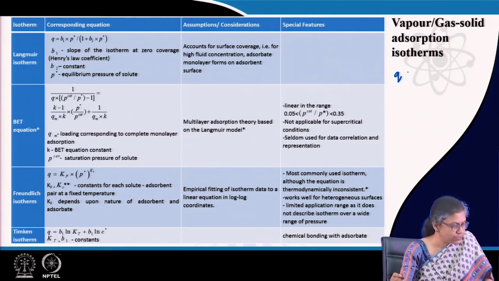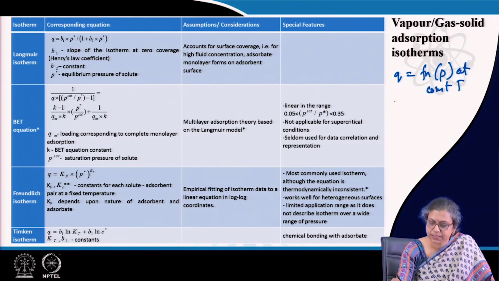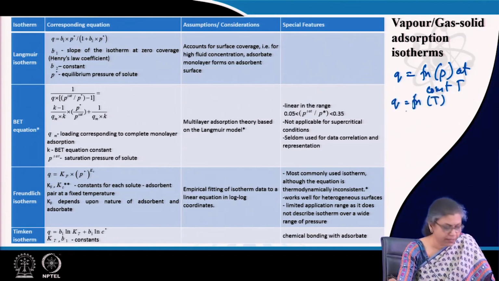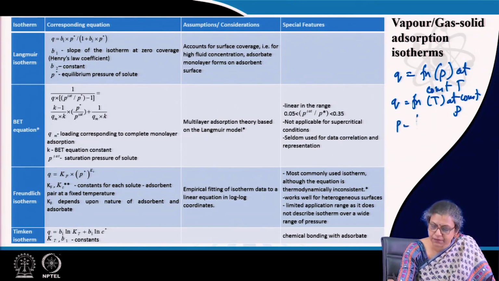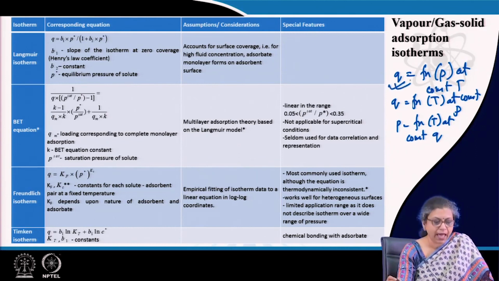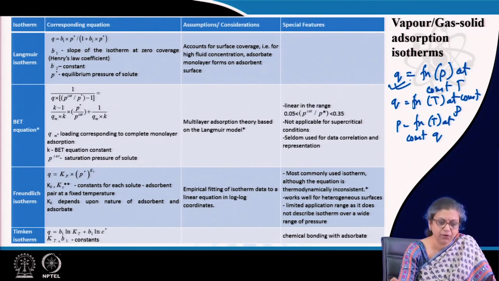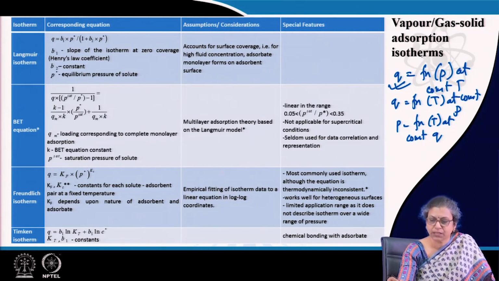So for most cases we express adsorption in terms of isotherms, or in other words, usually in terms of Q as a function of P at constant T. Expressing Q as a function of T at constant P, or expressing P as a function of T at constant Q, which is known as isostere, is less common. The isotherm is much more common, and therefore a large number of equations are available for expressing the adsorption isotherm.